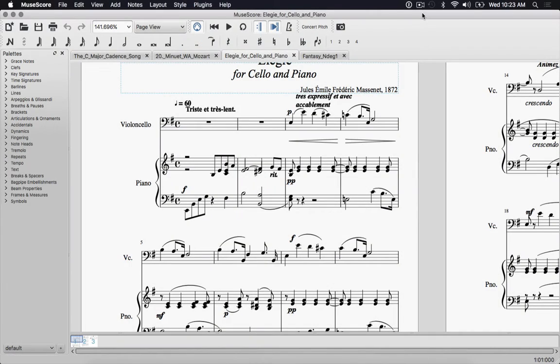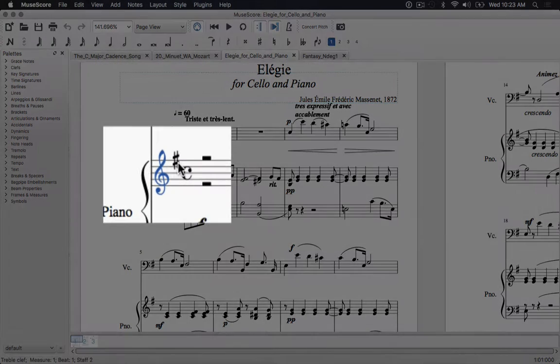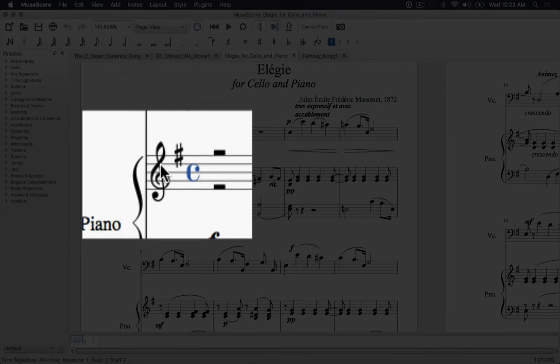So let's look at this piece. Whenever a piece starts, this is this elegy for cello and piano that I think I've used a few times in this class already. Whenever a piece starts, at the very beginning, we see three things right in a row. These three symbols, right? We see the clef, the key, and the time signature. It's always in that order. Clef, key, time. So you can kind of burn that into your head.